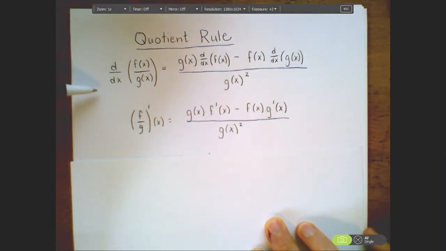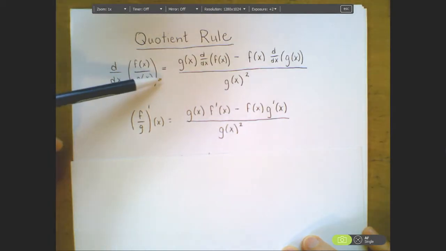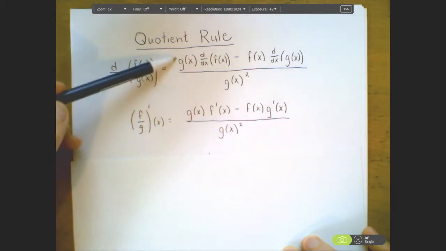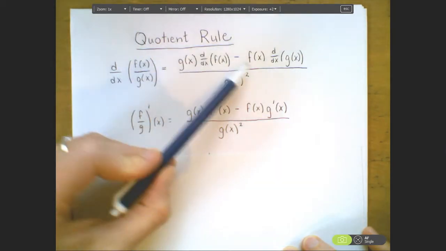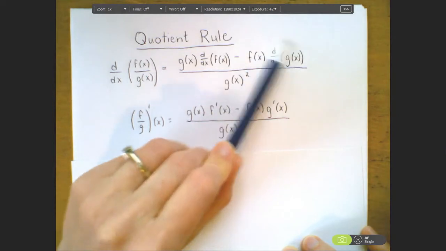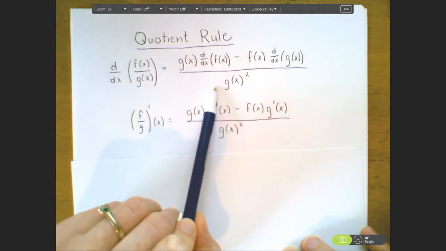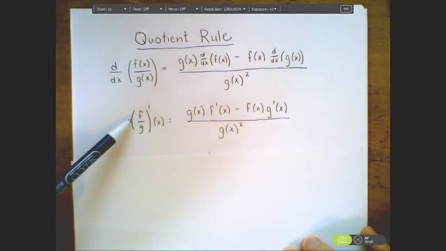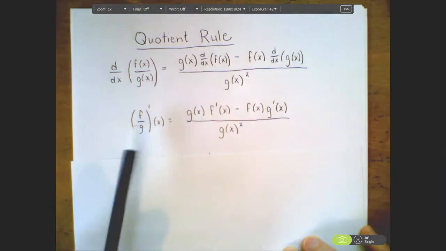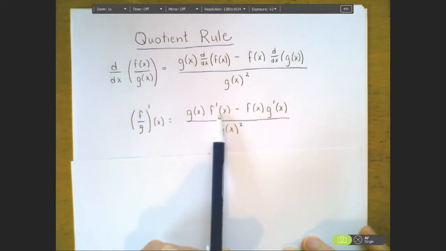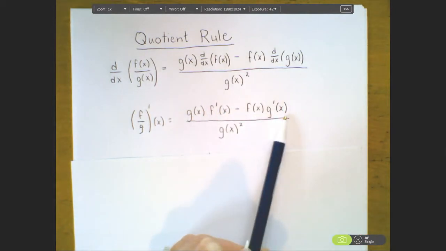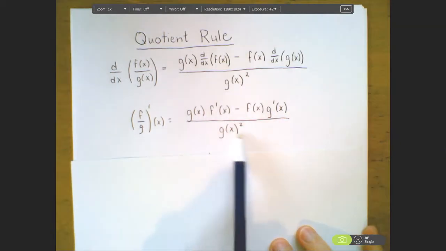This is the way that the rule works: the derivative of f of x divided by g of x is equal to g of x, the bottom function, times the derivative of the top function, minus the top function times the derivative of the bottom function, all over the bottom function squared. If I wanted to rewrite that using prime notation, it would be exactly the same thing. The bottom function times the derivative of the top function minus the top function times the derivative of the bottom function, all over the bottom function squared.